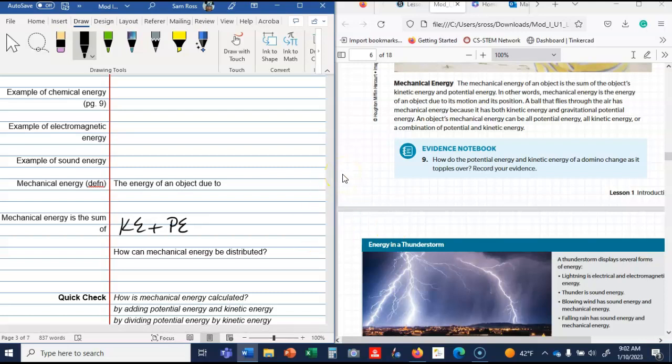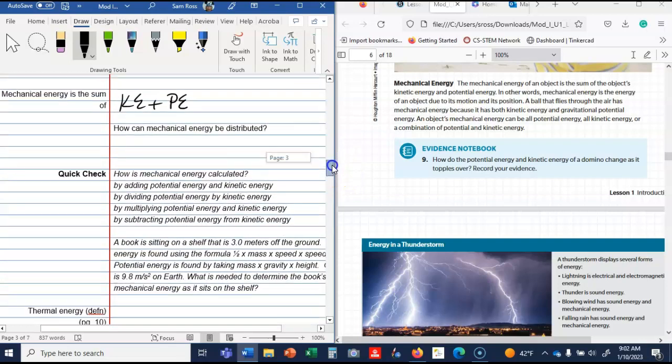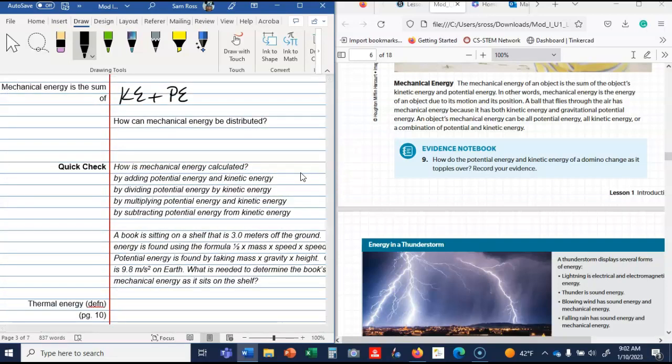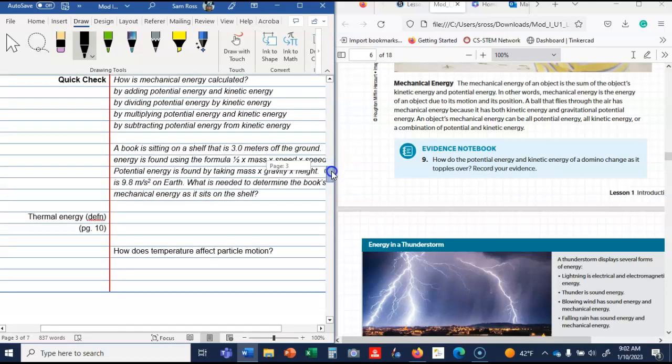And how can mechanical energy be distributed? So you could have all potential energy. This is the very last sentence. You could have all kinetic energy, or you could have a combination of both. PE and KE. Okay. All right, we have another quick check here, so let's go ahead and get that done. How is mechanical energy calculated?